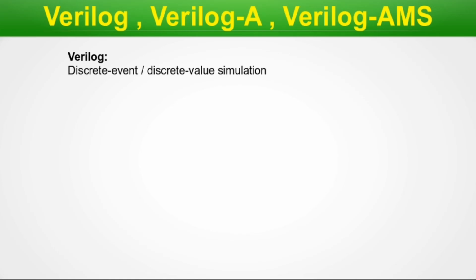In Verilog, the simulations are discrete event or discrete value. In Verilog-A, it is continuous-time or continuous-value simulation because it is for analog. Analog values will change with time. That is what we usually do in a transient simulation in SPICE, with time on the x-axis and voltage or current on the y-axis, and we see how the waveform changes with time as per the analog functions of the circuit.